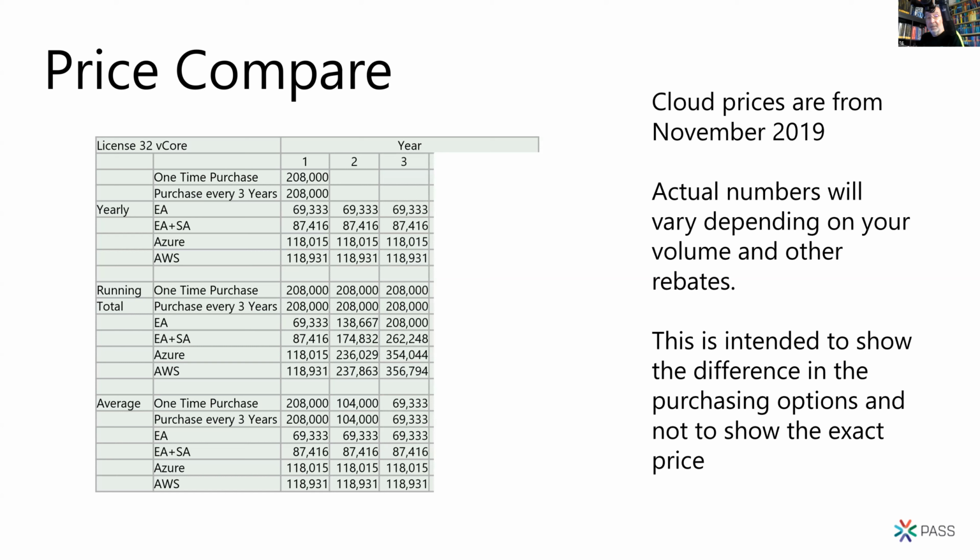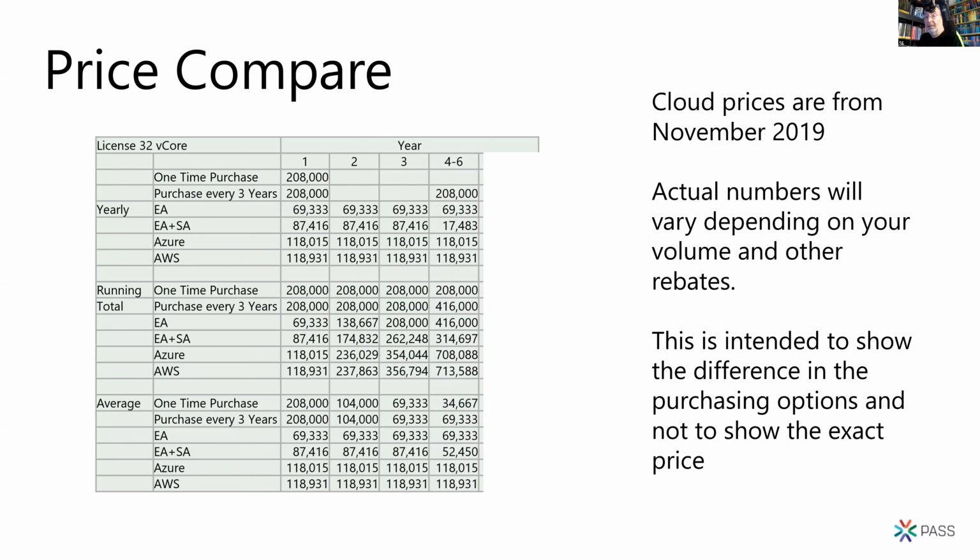Year 3, enterprise agreement and all this looks exactly the same. So there's no changes there. Of course, the averages will slowly go down. Year 4 to 6, here's where the difference comes in. If we buy every 3 years, we now have to buy again.